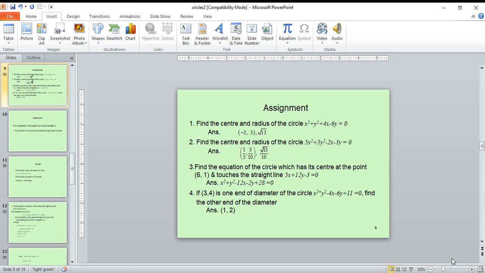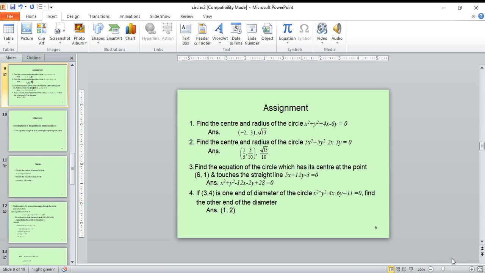So radius r equal to under root of g square plus f square minus c. Here c equal to 0, so g square plus f square equal to (1 by 5) whole square plus (3 by 10) whole square. Multiply and divide 1 by 5 to make it 2 by 10. So (2 by 10) whole square plus (3 by 10) whole square, that is 4 by 100 plus 9 by 100, which is 13 by 100. Root 13 by root 100, root 100 is 10. Root 13 by 10 is the radius.